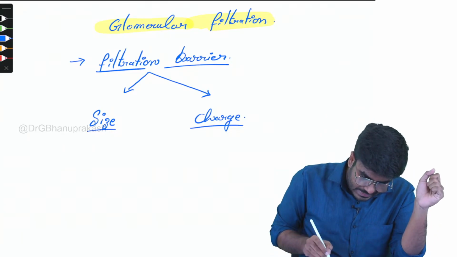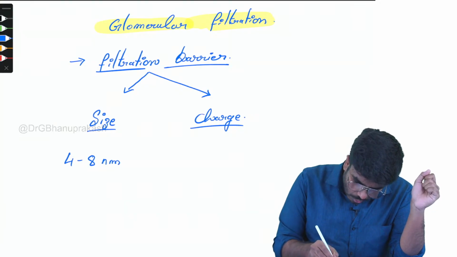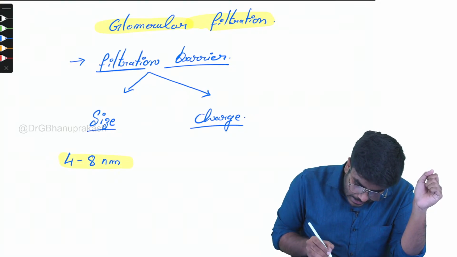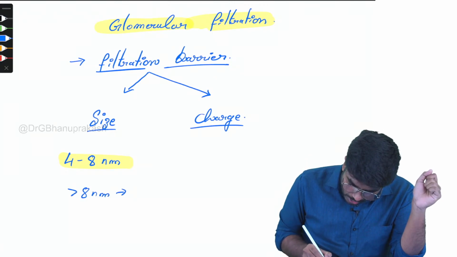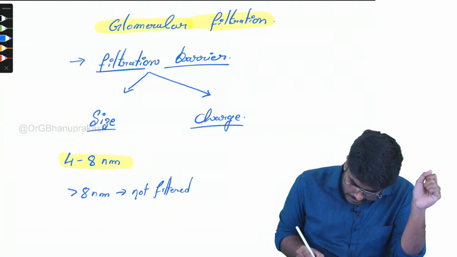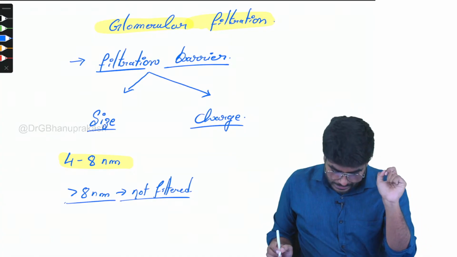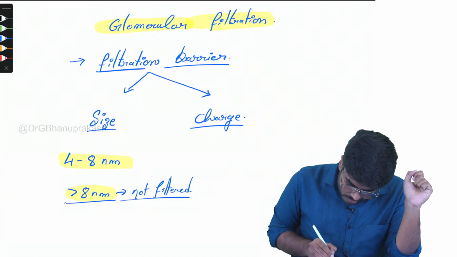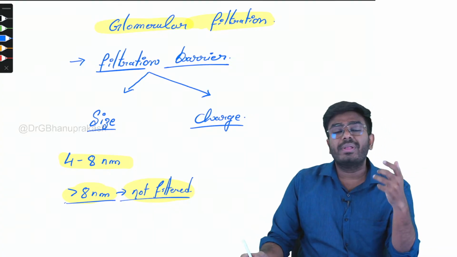Only particles of size 4 to 8 nanometers are filtered, and particles greater than 8 nanometers are not filtered. Anything greater than 8 nanometers in size is not filtered into Bowman's capsule.